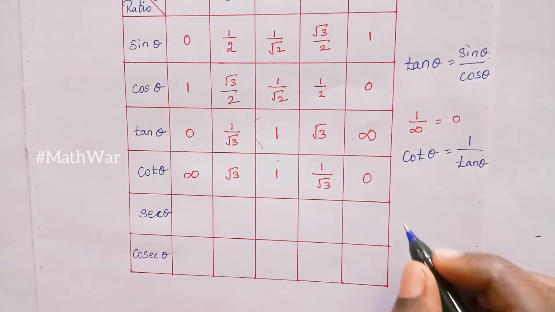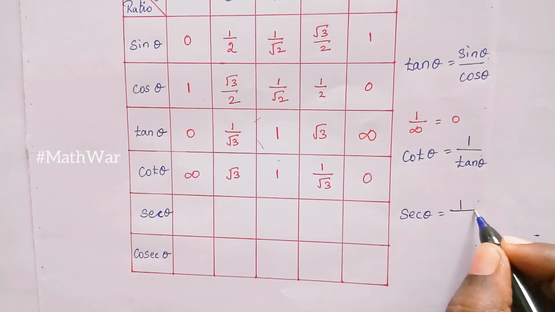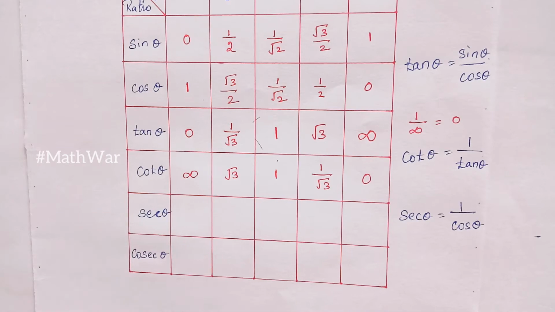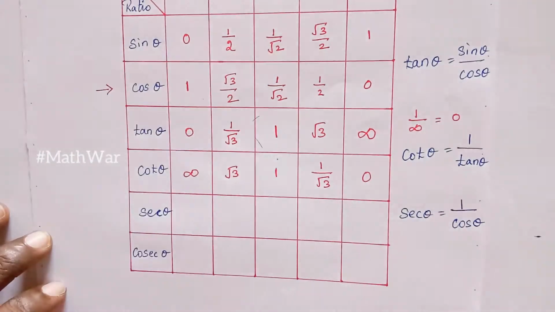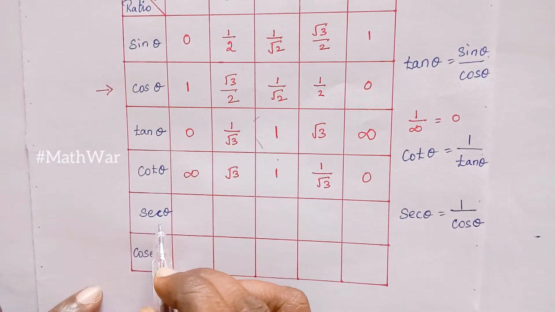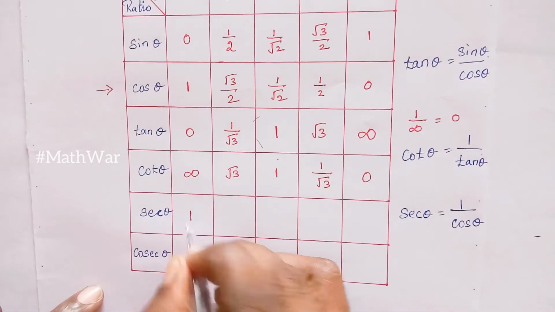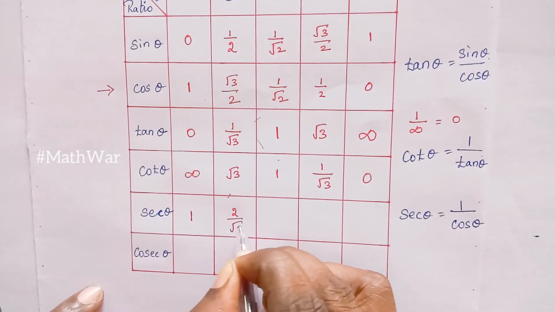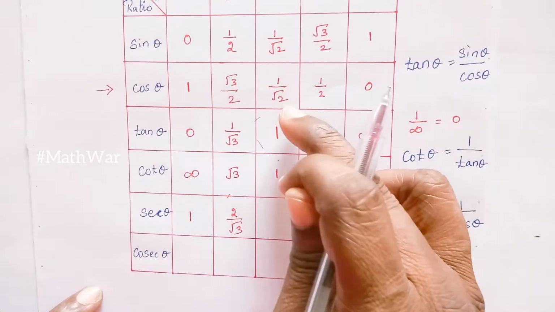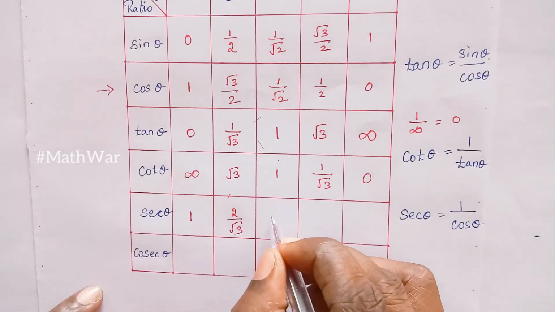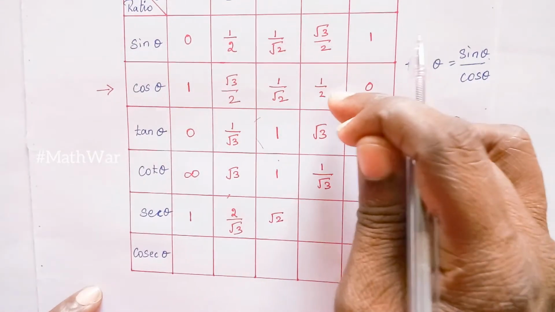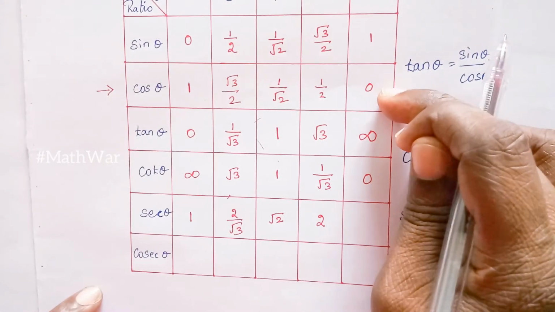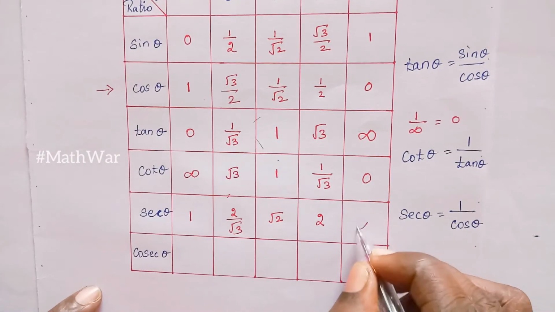Next, secant theta. Secant theta is nothing but 1 by cos theta. That is, the reciprocal of cos theta is secant theta. Now cos theta is here, and the reciprocal of those values we want to write as secant theta. Now 1 by 1, answer 1. Here root 3 by 2, reciprocal is 2 by root 3. Here 1 by root 2, if you take reciprocal, it's root 2 by 1, it is root 2. Here 1 by 2, if you take reciprocal, it is 2 by 1, it is 2. And 0 is here, reciprocal of 0, that is 1 by 0, answer is infinity.